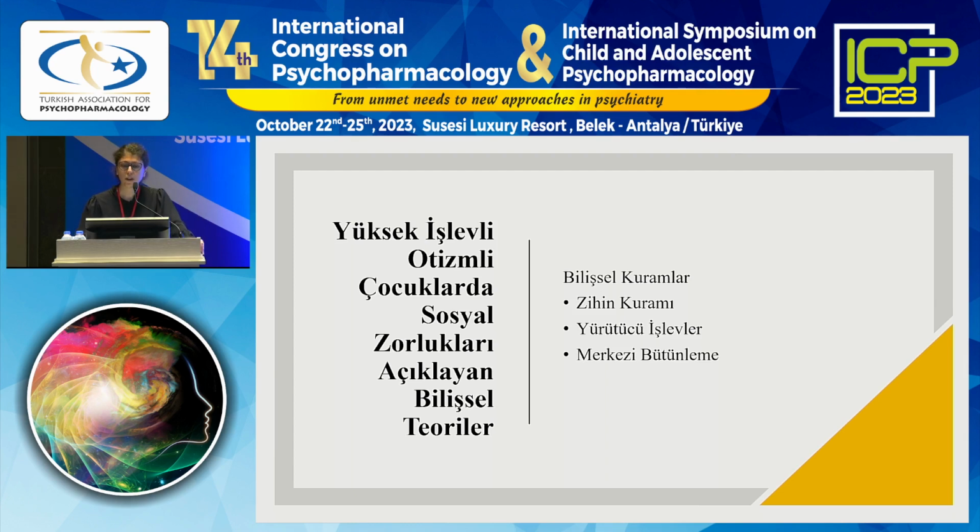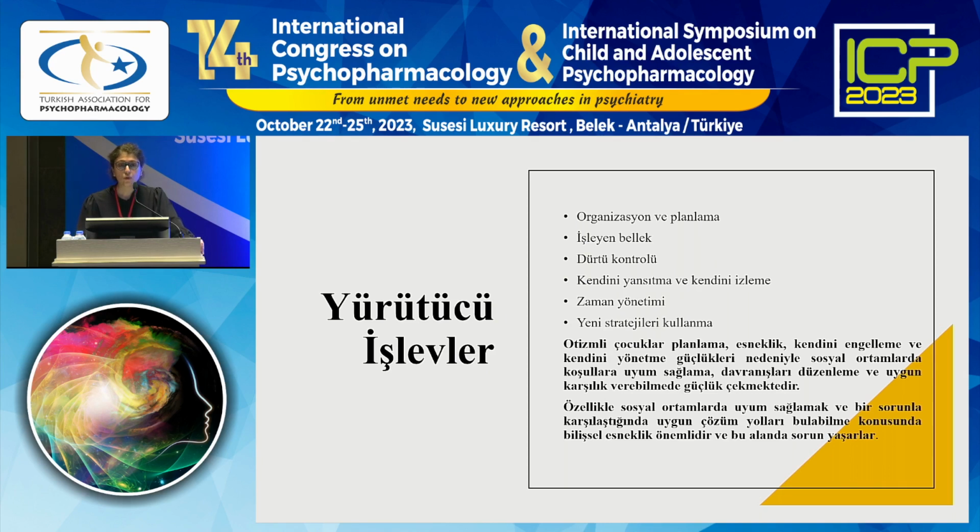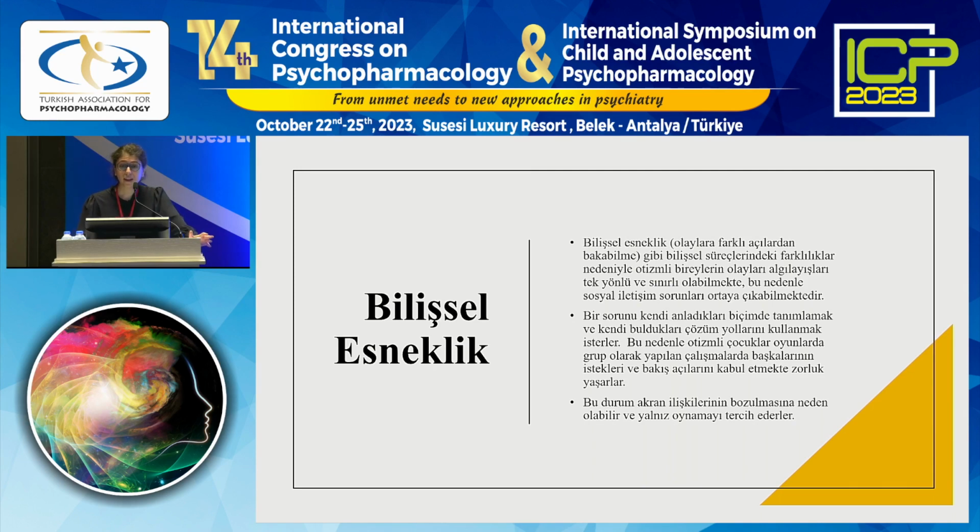For theory of mind, I will speak later. For executive functions, as you all know very well, organization, planning, decision making, and using new strategies are such skills. But in autistic children, in terms of planning, flexibility, and self-management issues, they cannot adapt to the environment, and therefore they have some challenges. For example, for social adaptation or in finding a solution to any problem, there's the cognitive flexibility, which is a part of the executive function. That's the reason why they have challenges.